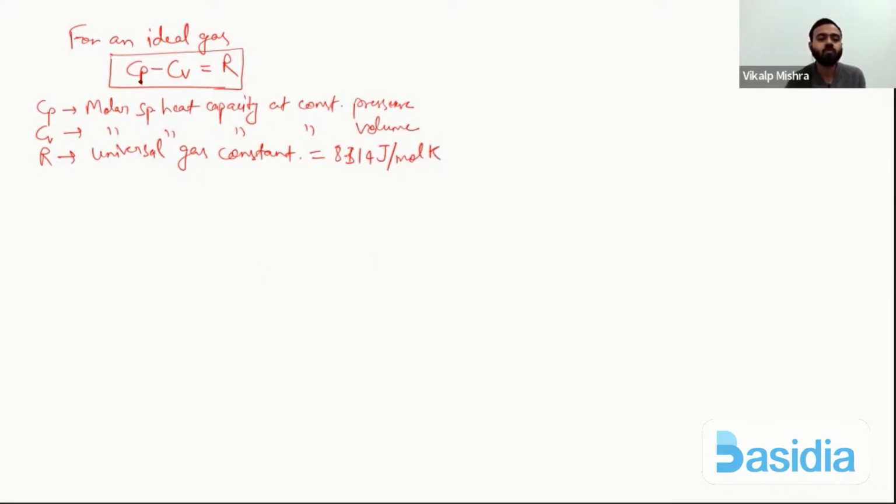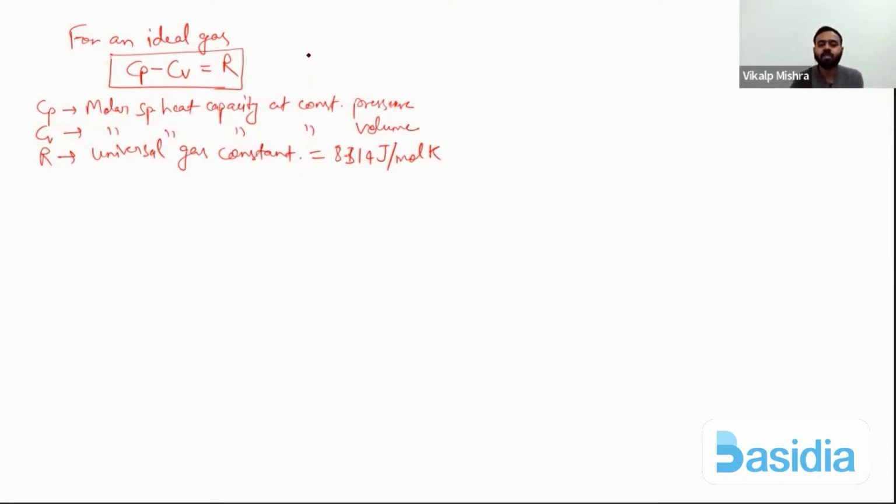Now we have to prove this relation for an ideal gas, the relation between Cp and Cv: Cp minus Cv is equal to R. The difference of molar specific heat capacity at constant pressure and constant volume is equal to the universal gas constant, and that we are going to prove.